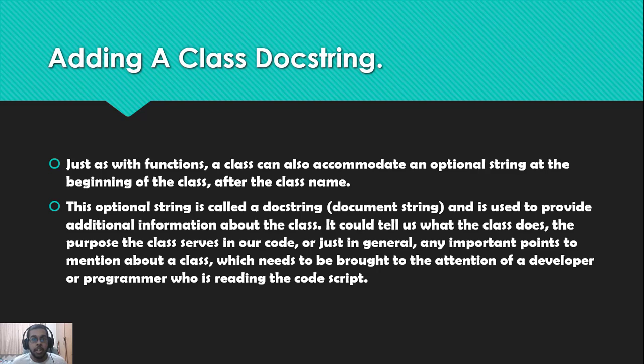Adding a class docstring. Just as with functions, a class can also accommodate an optional string at the beginning of the class after the class name. This optional string is called a docstring, document string, and is used to provide additional information about the class. It could tell us what the class does, the purpose the class serves in our code, or just in general, any important points to mention about a class which needs to be brought to the attention of a developer or programmer who is reading the code script.